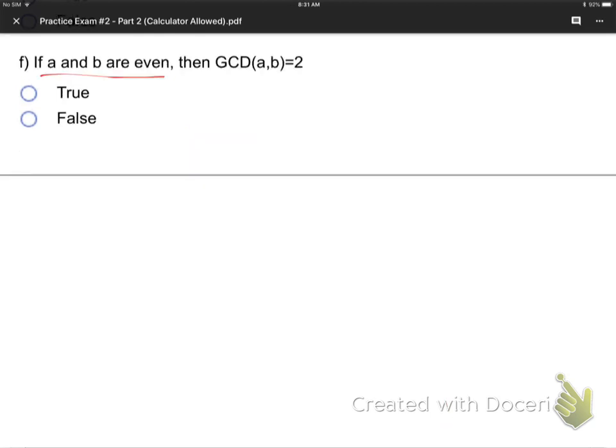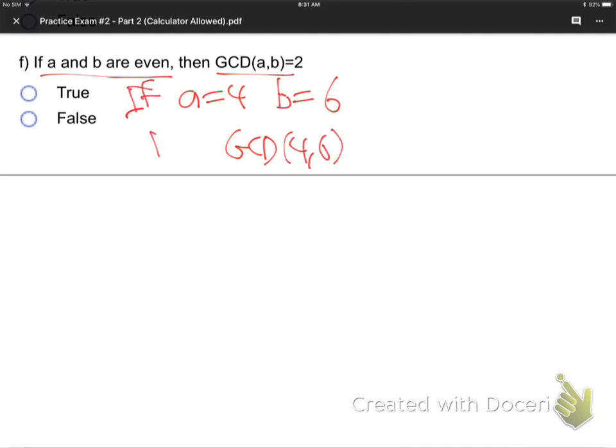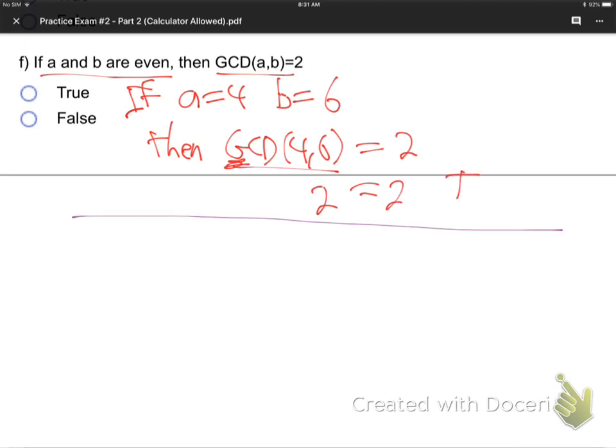Okay, we're on F. If A and B are even, so you got to pick an A and B that are even, like maybe A is 4, B is 6. If they're both even, then the GCD will be 2. So what's the GCD of 4 and 6? What goes into 4 and 6? GCD asks what goes in. What's the greatest number that goes into 4 and 6? 2. Yeah, it equals 2. That's true. But here again is a trick. Remember, when you get true, that doesn't mean it's always true.